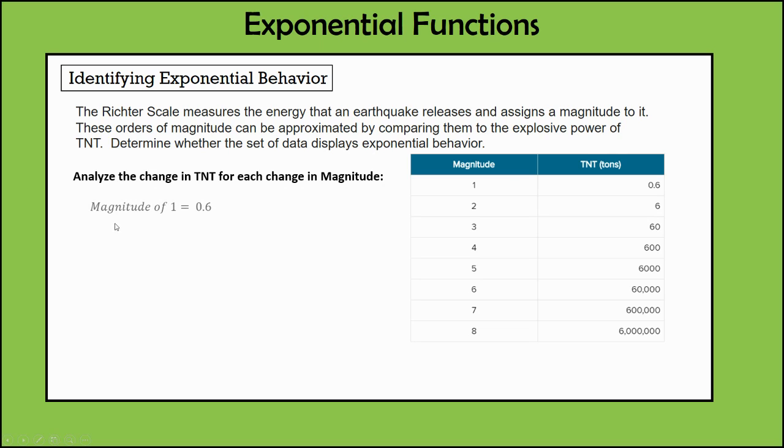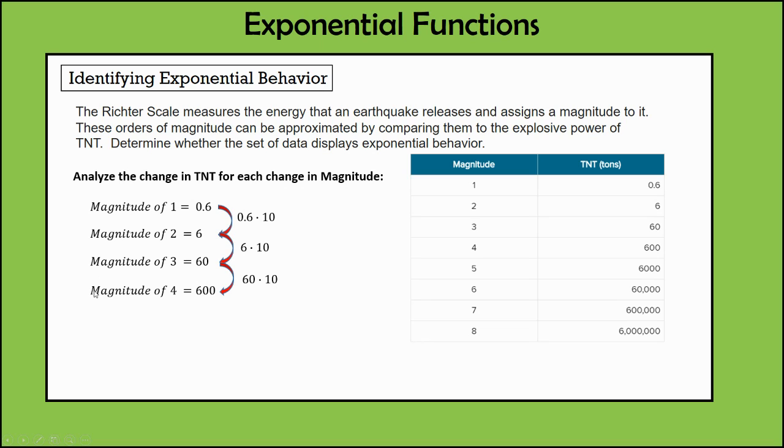Okay. So for example, a magnitude of 1 is 0.6. A magnitude of 2 is 6. So as I look at the change here from 0.6 to 6, that's multiplying by 10. Okay. The magnitude of 3 is 60. What's the change from a magnitude of 2 to 3? Well, we multiply that by 10. Okay. Magnitude of 4 is 600. 60 to 600, multiply by 10. Magnitude of 5 is 6,000. 600 times 10 is 6,000.